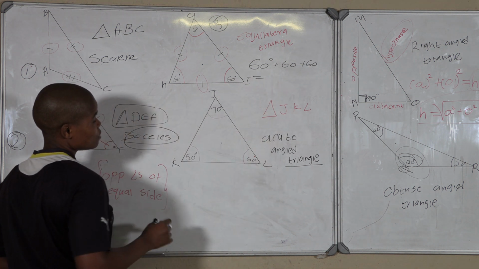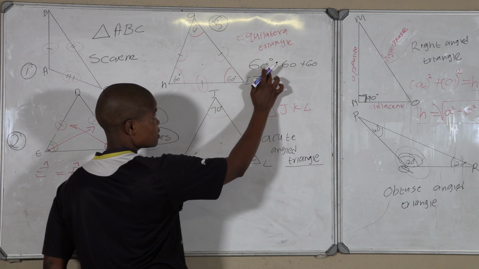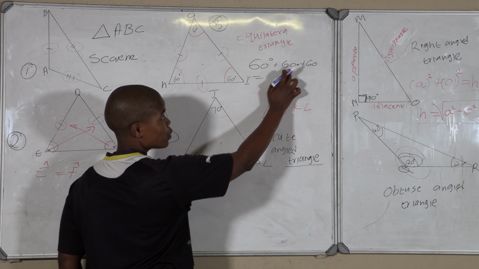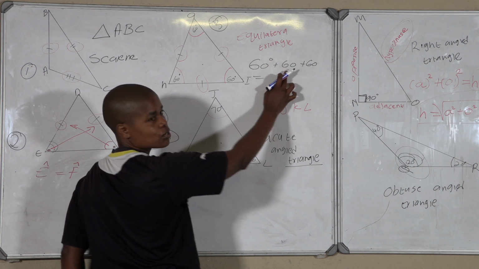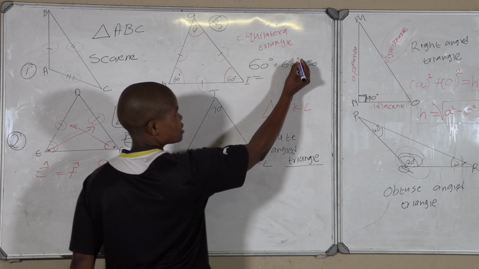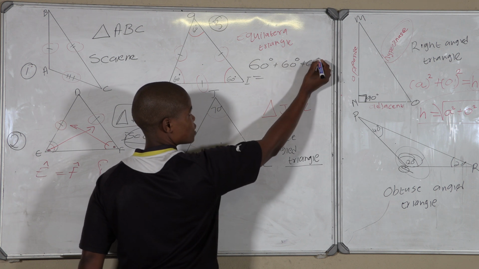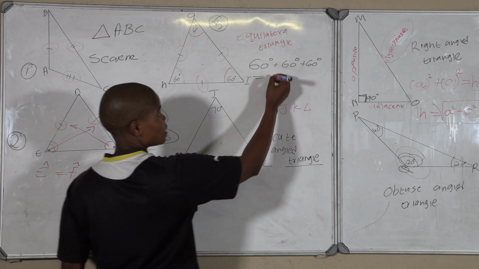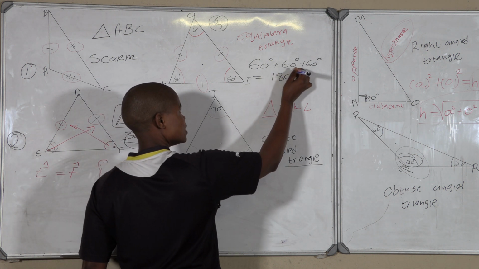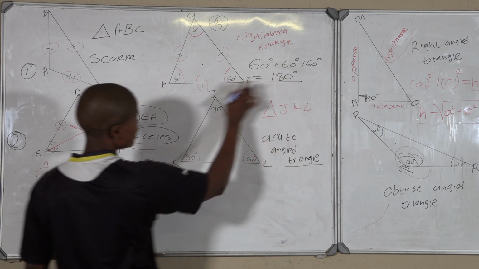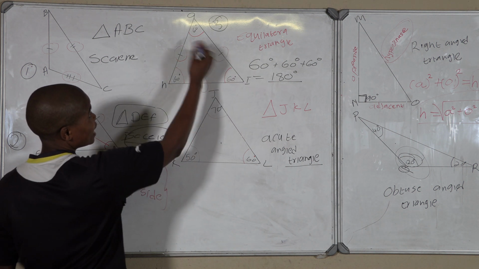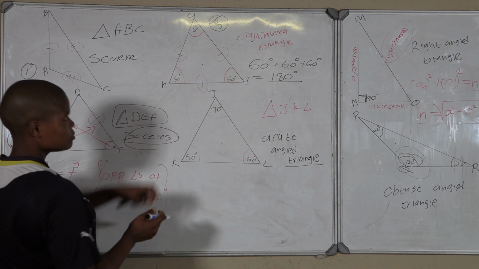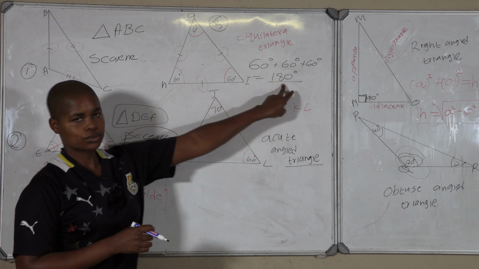I want you to note something, boys and girls. I wrote 60 degrees here, and here I wrote 60. When you write 60 like that, you are not talking about angles, you're talking about something else. So it is always important that you write your degrees there. So 60 plus 60 plus 60 gives us 180. So we are learning here that interior angles of a triangle add up to 180.